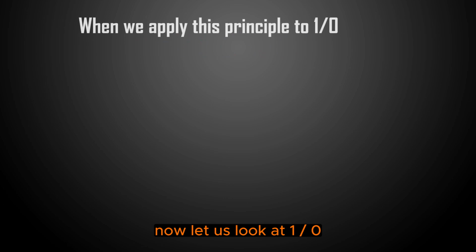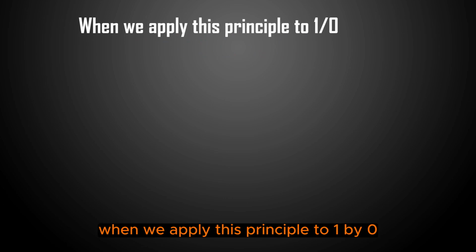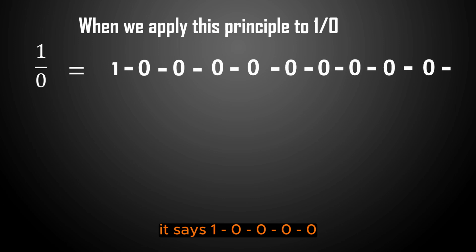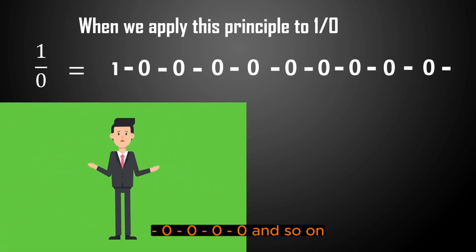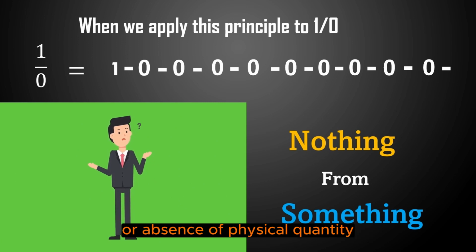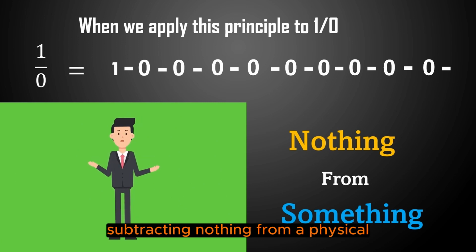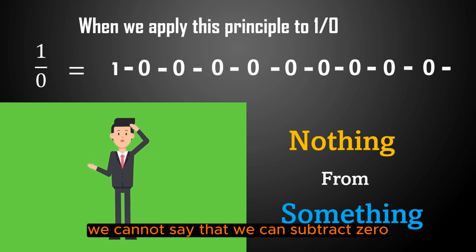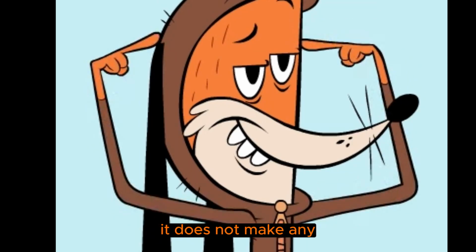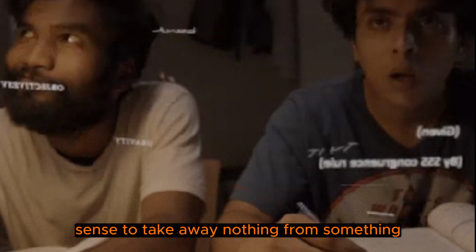Now let us look at 1 divided by 0. When we apply this principle to 1 by 0, it says 1 minus 0 minus 0 minus 0 minus 0 minus 0 minus 0 minus 0 minus 0, and so on. Since we have defined 0 as nothing or absence of physical quantity, subtracting nothing from a physical number does not make any sense. We cannot say that we can subtract 0 infinite times from 1. It does not make any sense to take away nothing from something.